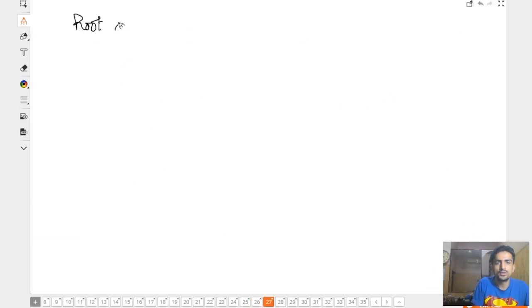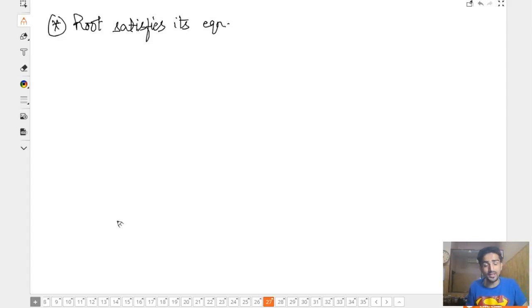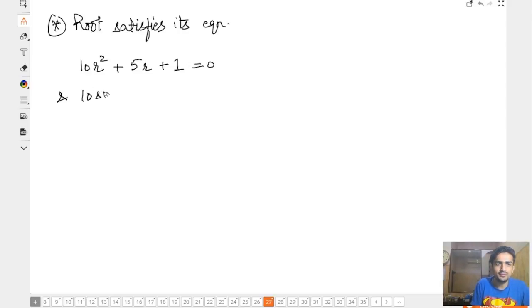The root satisfies its equation. I'm a bit diverting from the topic, but you'll really enjoy it, believe me. The question says: 10r square plus 5r plus 1 is equal to 0 and 10s square plus 5s plus 1 is equal to 0.